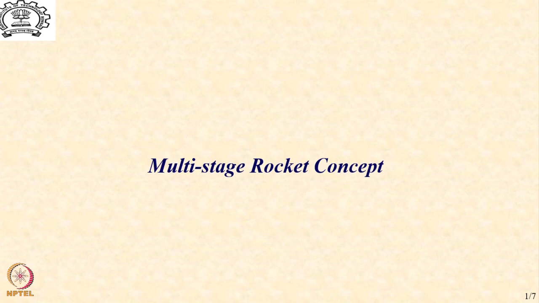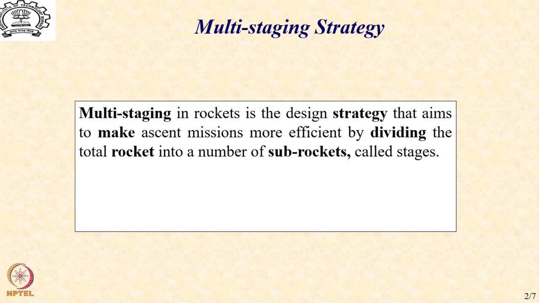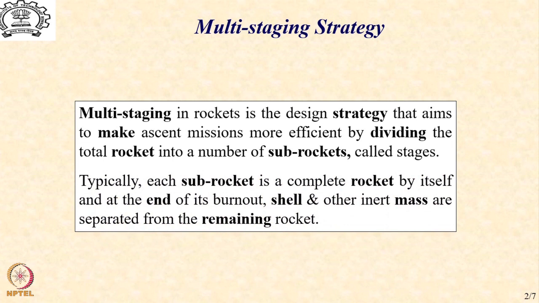So, let us start the discussion by looking at the basic concept itself. Multi-staging in rockets is the design strategy that aims to make ascent missions more efficient by dividing the total rocket into a number of sub-rockets called stages. Typically, each sub-rocket is a complete rocket by itself, and at the end of the burnout of the sub-rocket, shell and other inert mass are separated from the remaining rocket.